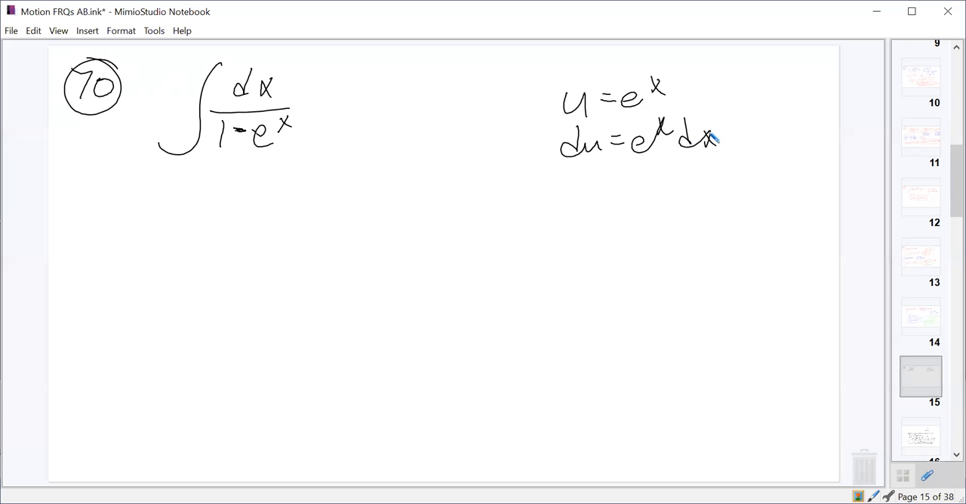Now, this is not a bad idea. This would actually work if you knew some other Calc 2 methods. This would work just fine. You'd end up with 1 minus u here. In fact, I guess it'd work out the same way. Either way, if you let u equal e to the x, you'd end up with 1 minus u, but you'd have to put an e to the x in the numerator, which means you'd have to put one in the denominator, which can't be pulled out, right? So you'd end up with something like this.